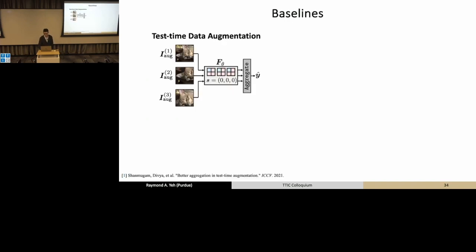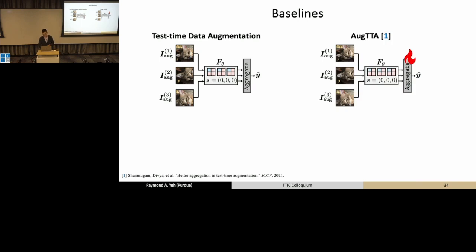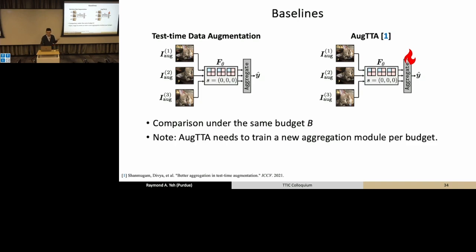Okay, so in terms of baselines, we compare it to traditional test time augmentation, and then there's this work called AugTTA. The comparison is going to be made under the exact same budget, and we just note that AugTTA needs to retrain a new aggregation module per budget, whereas ours just trains on one setting and then just runs.